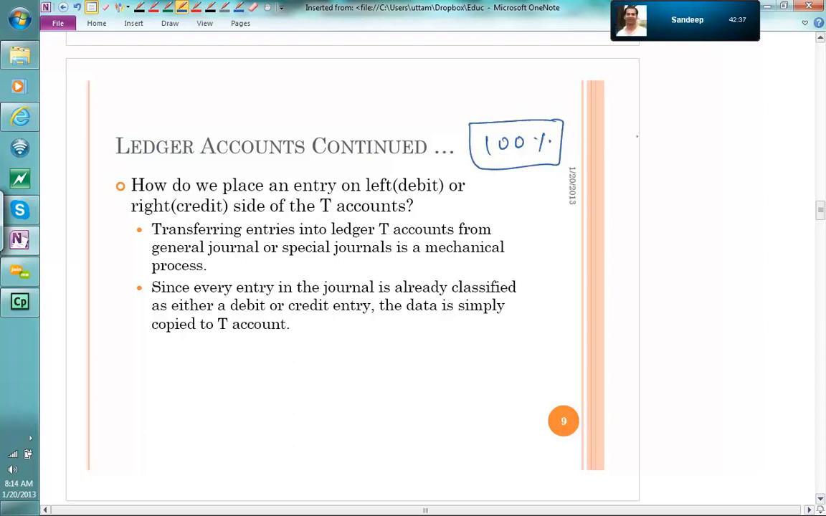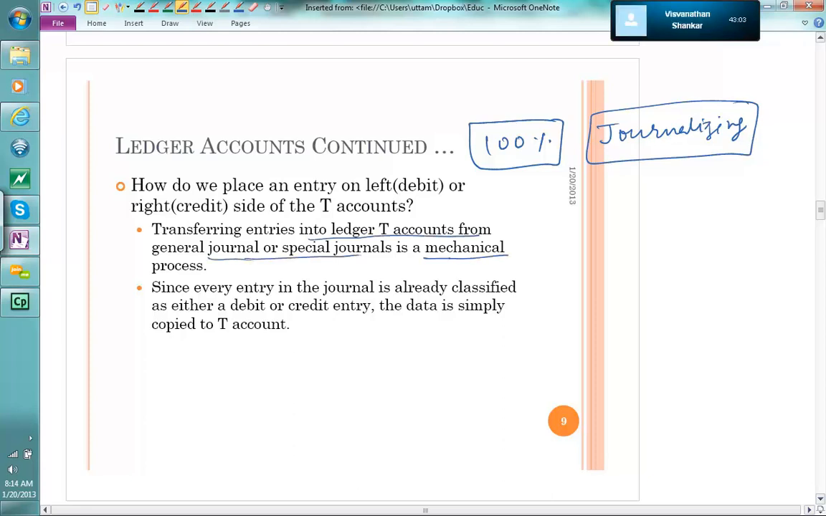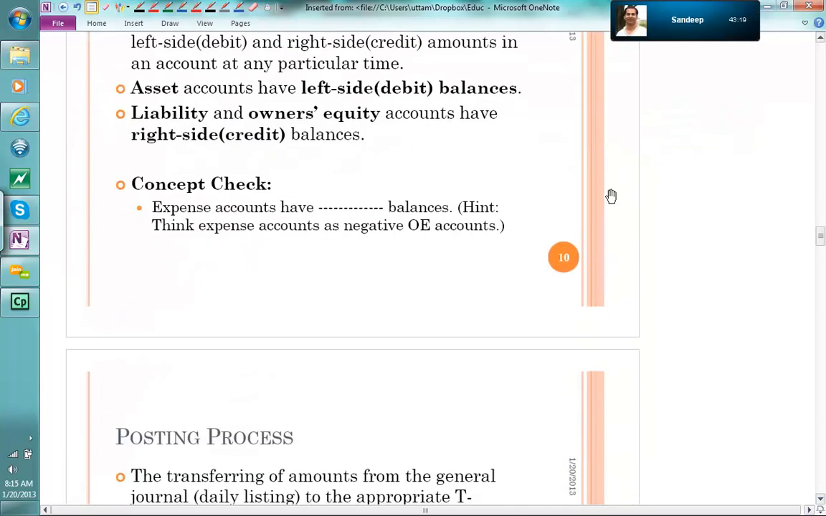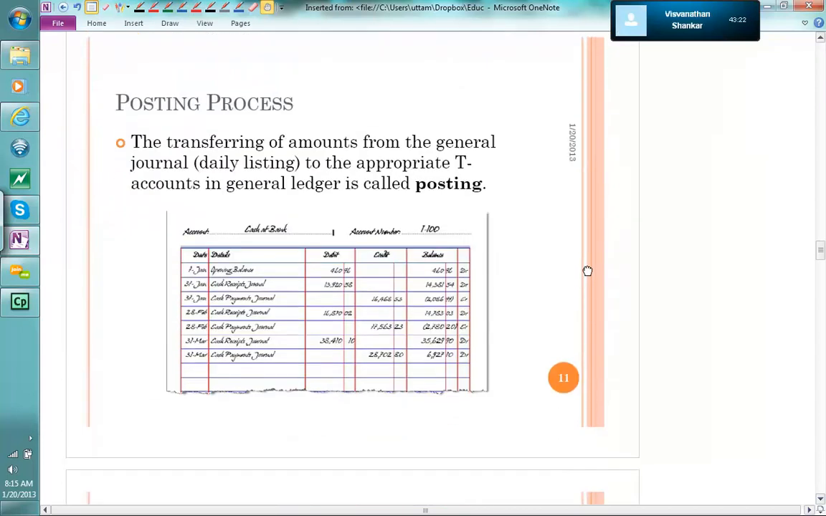Analysis of a transaction, whether it will be debit or credit and what accounts will be touched, is done at the journalizing layer. Once we have journalized, we just look at the journal and enter the debit side and credit side. Transferring an entry into a T account from the general journal or special journal is a 100% mechanical process. Every entry in the journal is already classified as either a debit or credit entry, and data is simply copied to the T account. Before we talk about balance, let's see one example of how it is done.